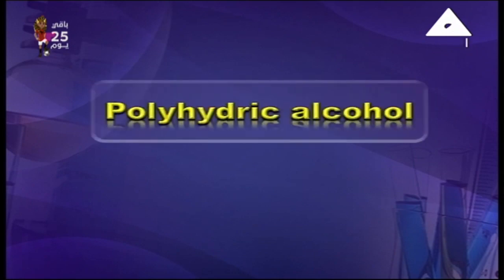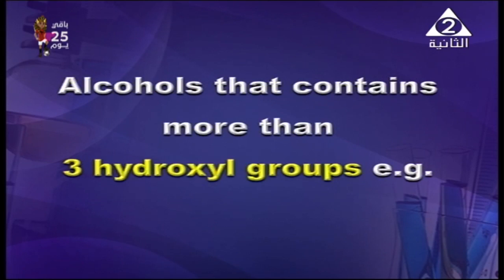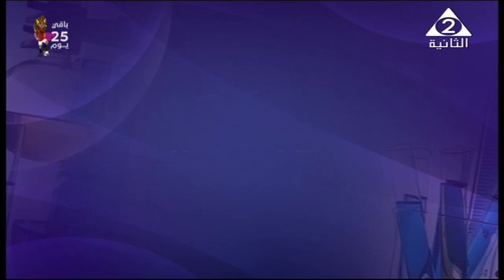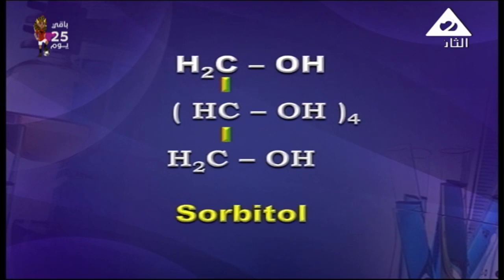Now we are going to discuss the last type of classification of alcohol, which is polyhydric alcohols. This alcohol contains more than 3 hydroxyl groups. As shown on the screen, CH2OH, CHOH all 4, CH2OH is called sorbitol.